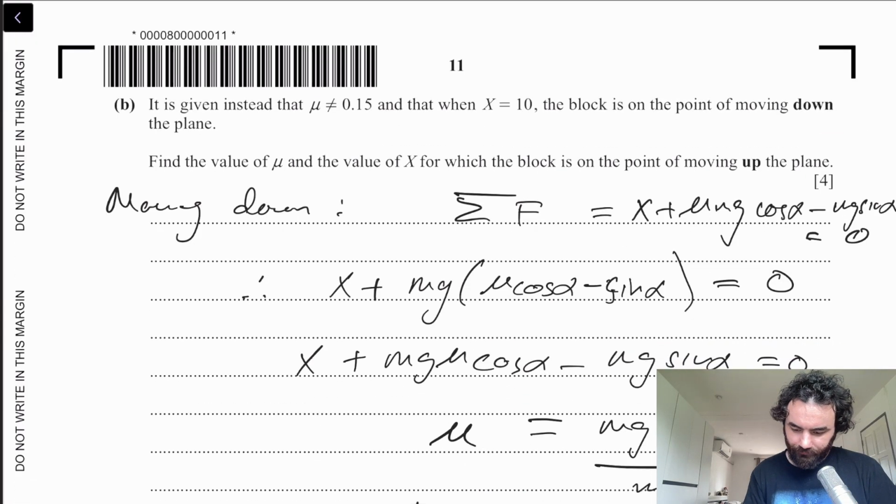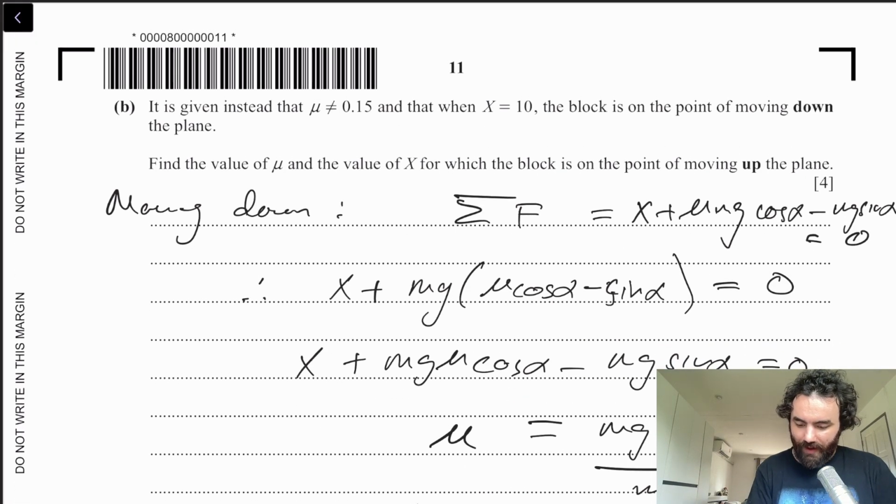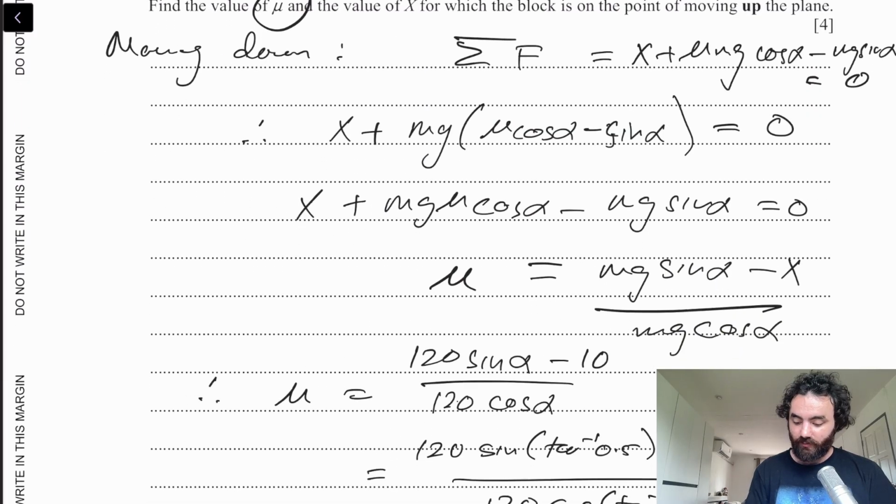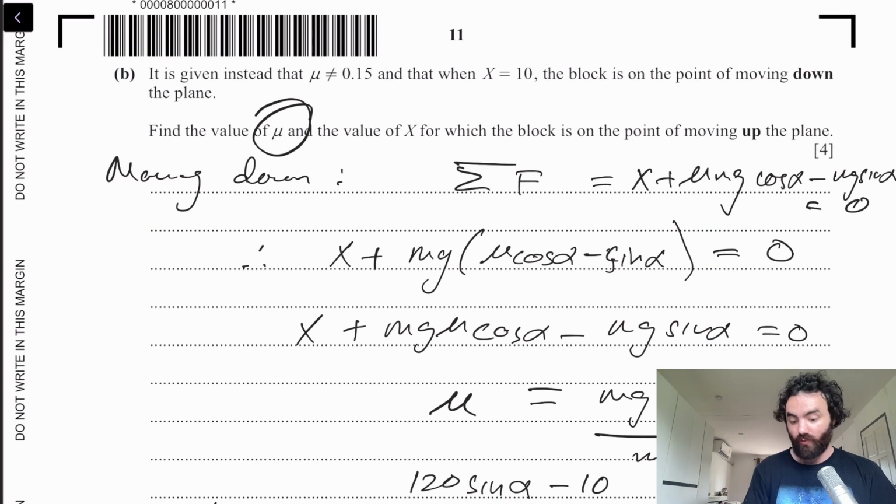Okay. Find the value of mu and the value of x for which the block is on the point of moving up the plane. This mu stays the same because it's to do with the surface, so it's going to be the same value always. We just found out what that value is. And then the value of x for which the block is on the point of moving up the plane.